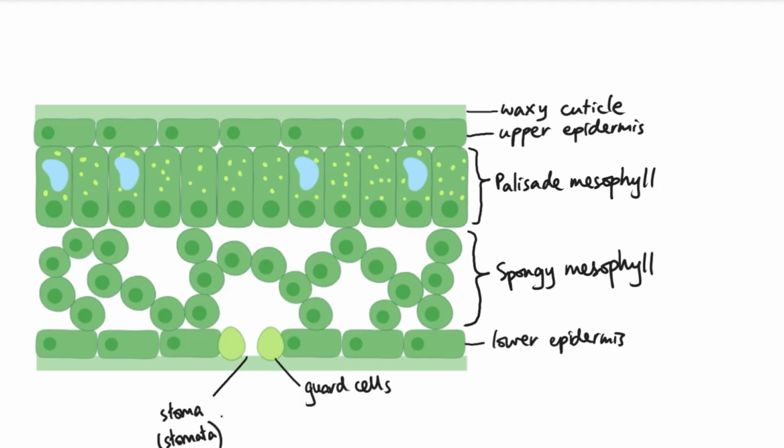So the stomata are the gaps in the lower epidermis, which allow gas exchange. It allows gases to go in and out of it. The palisade mesophyll does photosynthesis, and remember that the key thing is photosynthesis requires carbon dioxide and it releases oxygen.